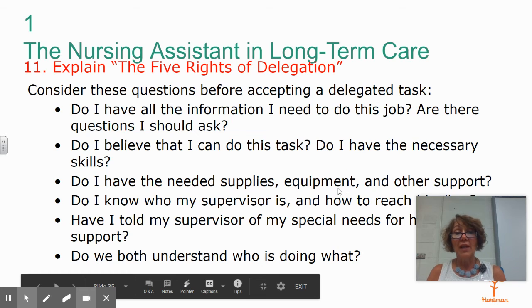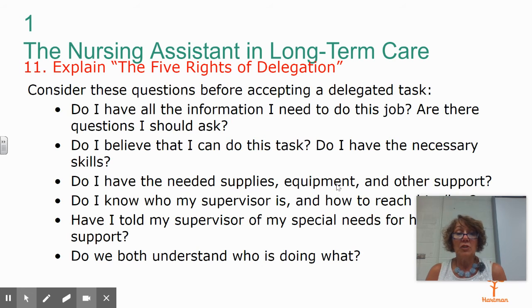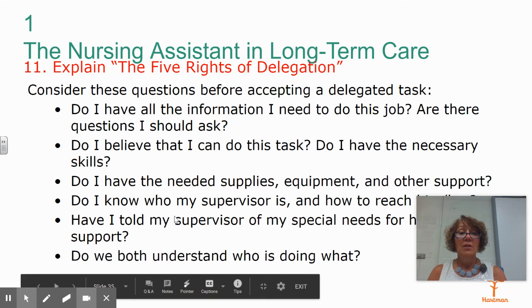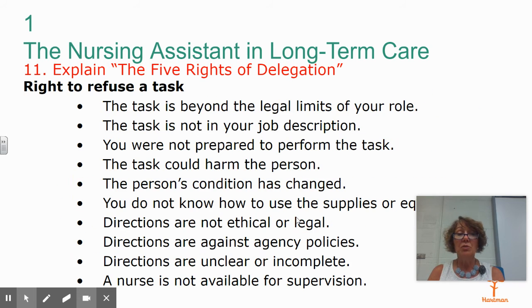So some questions that you could ask yourself. Do I have all the information? Do I believe I can do that task? Do I have the needed supplies, etc., so on and so forth? Do you understand what you are doing? You have the right to refuse a task at any time. Is the task beyond your legal limits? Is it something you want to do?